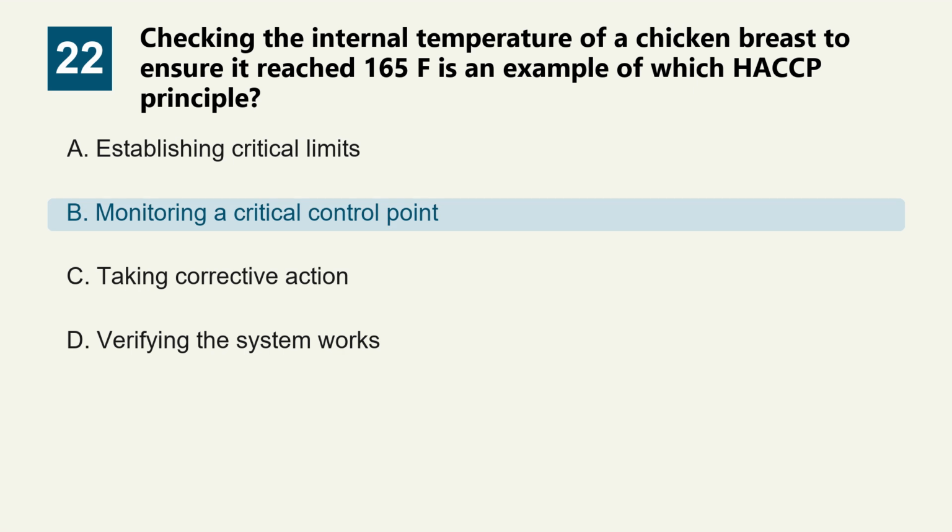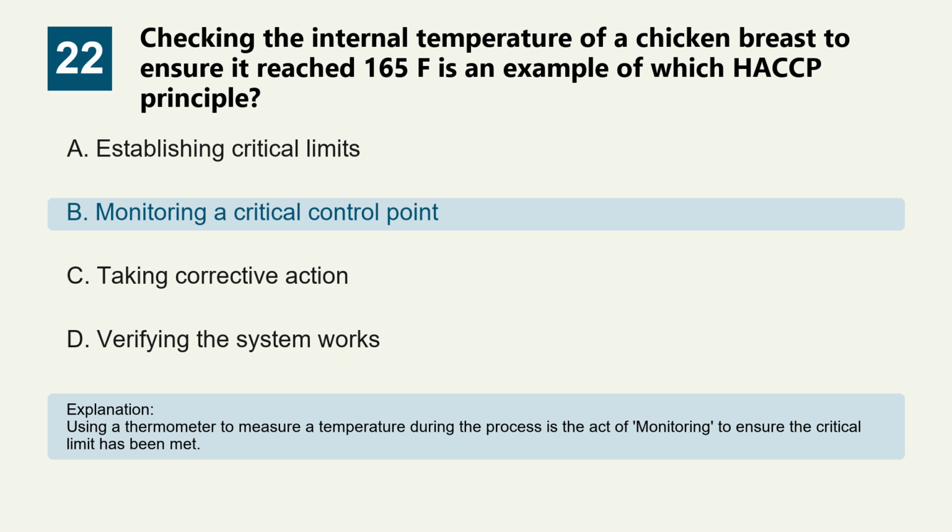The correct answer is option B. Monitoring a critical control point. Using a thermometer to measure a temperature during the process is the act of monitoring to ensure the critical limit has been met.